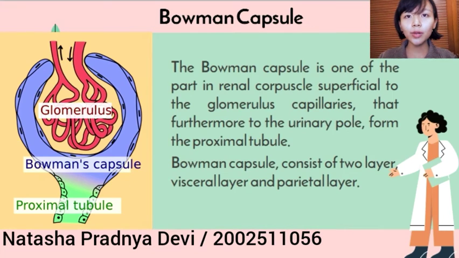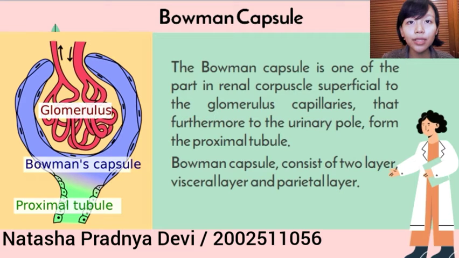This slide is about the Bowman capsule. The Bowman capsule is one of the parts of the renal corpuscle, superficial to the glomerular capillaries, that continues at the urinary pole to form the proximal tubule. The Bowman capsule consists of two layers. There are the visceral layer and the parietal layer.